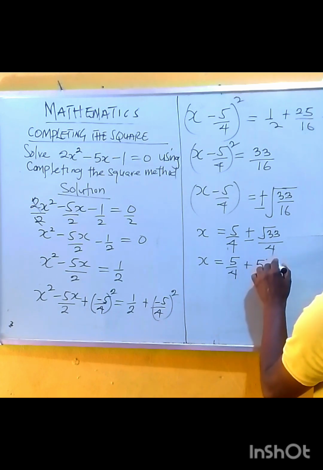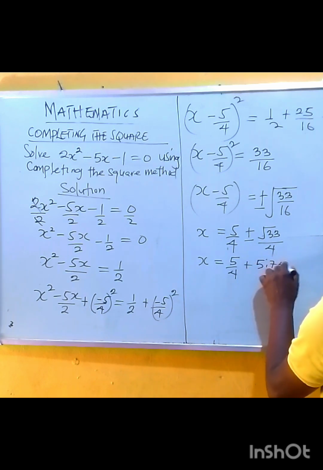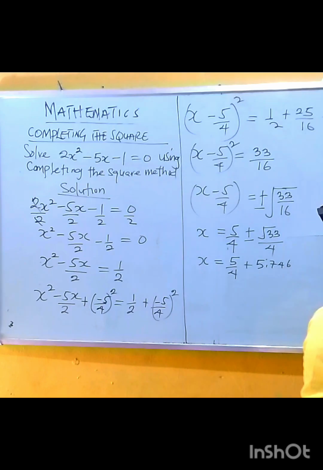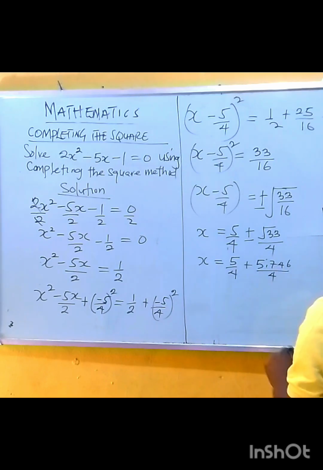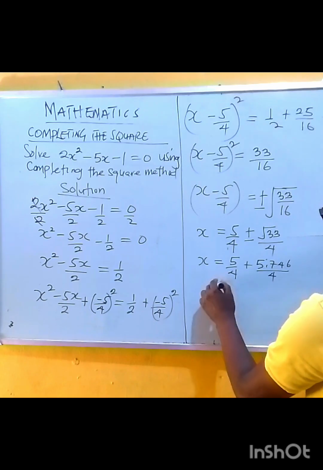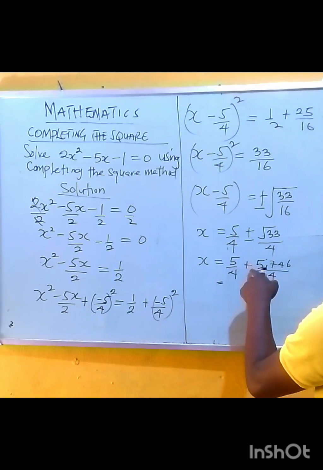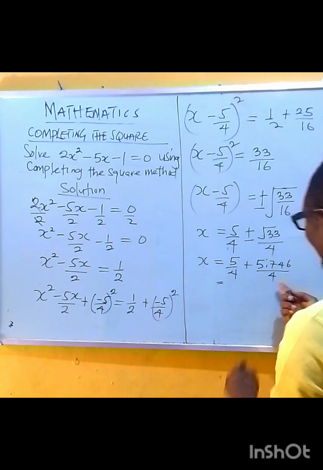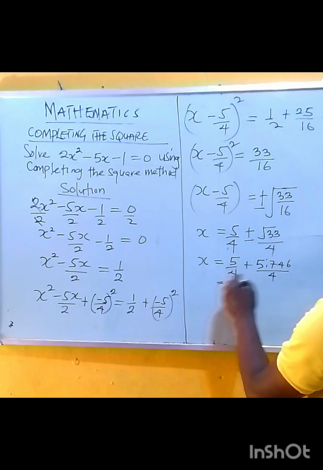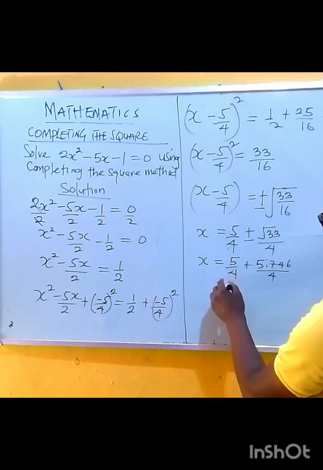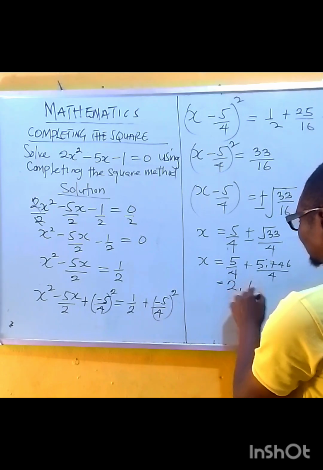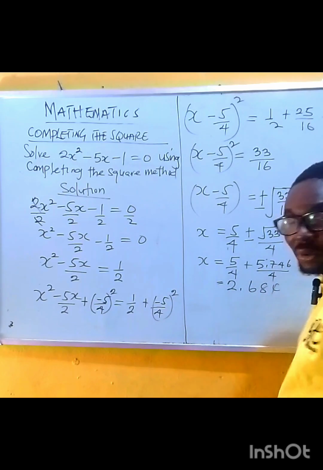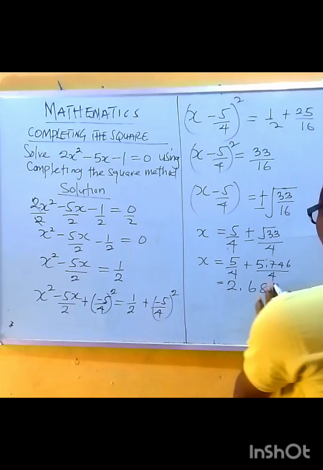which is 5.746, all over 4. Now, by the time you resolve 5 over 4 plus the whole of this, when you divide by 4, you are going to have 2.686.